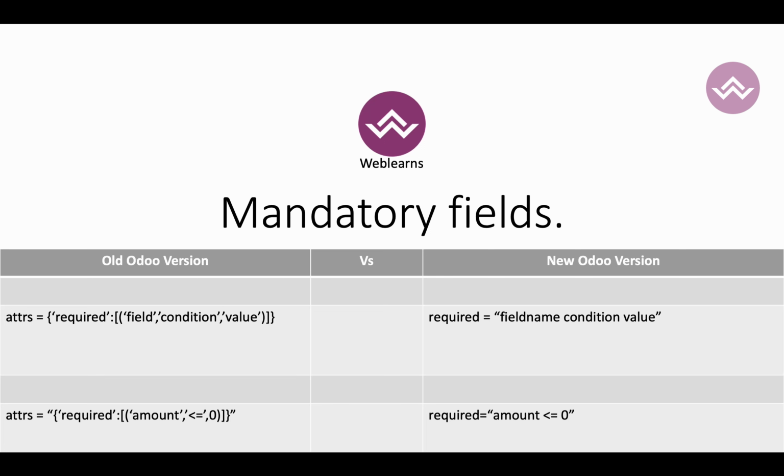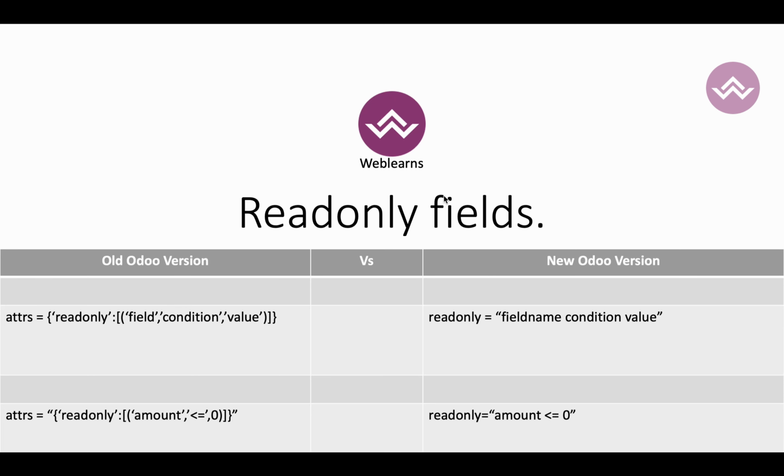If you see the newer version, it's very easy. Let's say required as an attribute equal to, in a double quote we have to pass the field name, condition, the value, and in between we have to provide a space. That's it. If you see the live example, you can see required equal to amount greater than equal to 0. Alright, then after, the same for read only also.